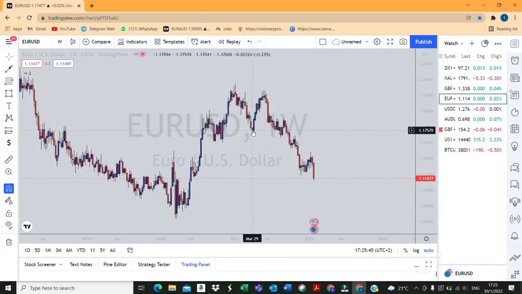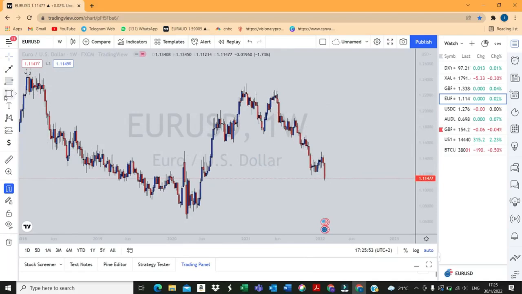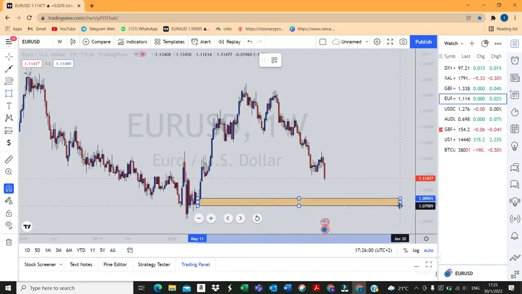Price managed to break this low, right? That structure. Breaking this low, price has been creating lower lows and lower highs, right? As you can see clearly, our target zone for this move, we are targeting nothing but these lows. That's our target price around 1.0896. That's our target zone, right?